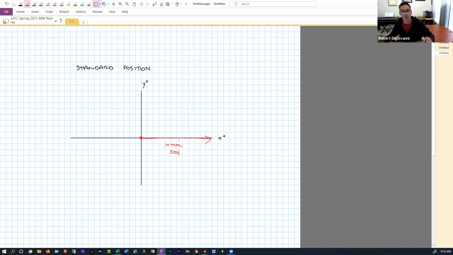Now, your terminal side can be anywhere you want it to be, all right? So let me just put another ray like this. I'll make it longer just to remind you these things go forever. Okay, so let's say that that's my terminal side.